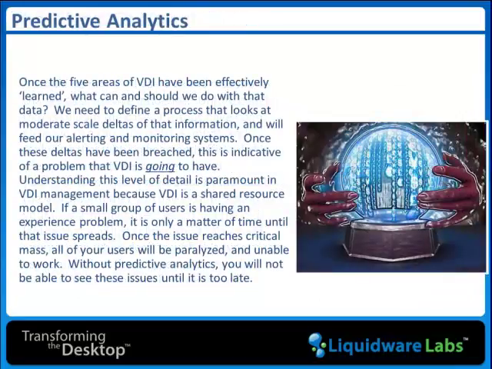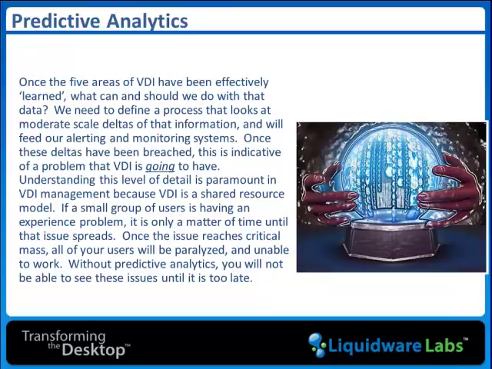And now we're going to talk about some really fun stuff, which is predictive analytics. Now, once the 5 areas of VDI, which we talked about before, which is going to be client operating system, host hypervisor, storage system, virtual network sniffing subsystem, and finally our applications, once you've learned all these areas, what can and should we do with that data? Well, we need to define a process that looks at all the moderate scale deltas in information and will feed our learning and monitoring systems. Now, once these deltas have been breached, this is indicative of a problem that VDI is going to have. So essentially, we've allowed you, through Stratosphere UX, to see when you're going to have problems before you actually do.